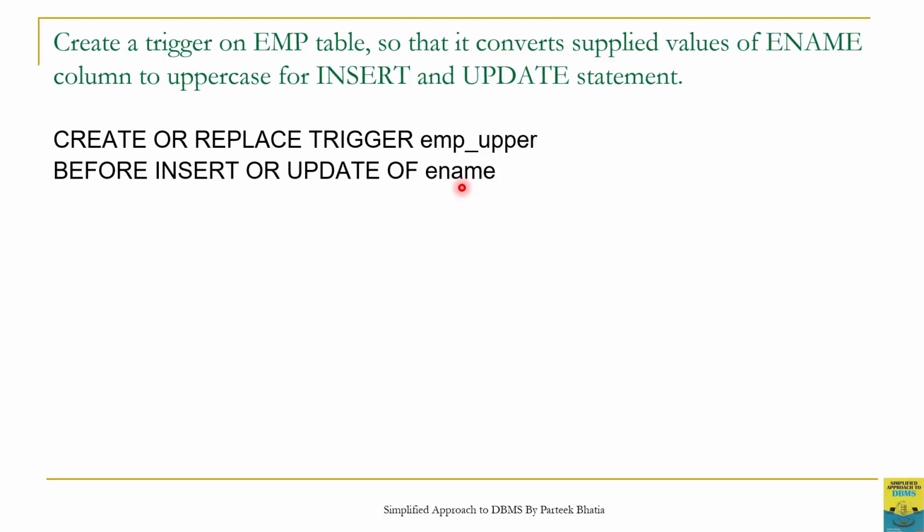So after this we have to mention the name of table. So it will be on imp. After specifying the name of table, we have to specify its level. So it will be for each row.